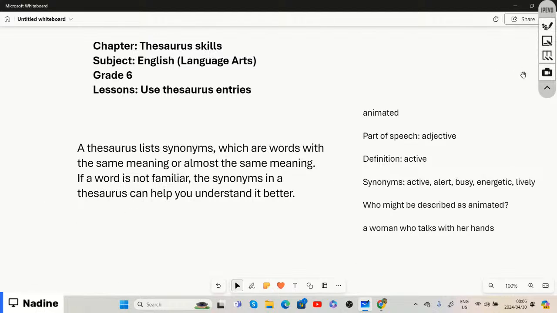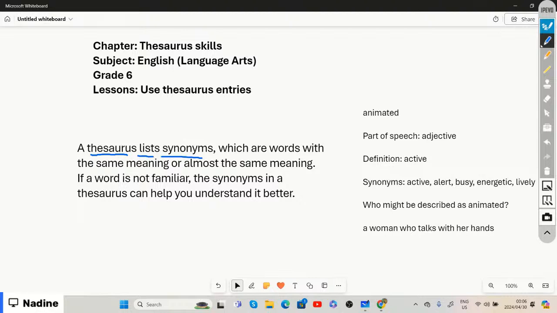So when it comes to thesaurus skills or thesaurus entries, a thesaurus lists synonyms, which are words with the same meaning, or words with almost the same meaning.